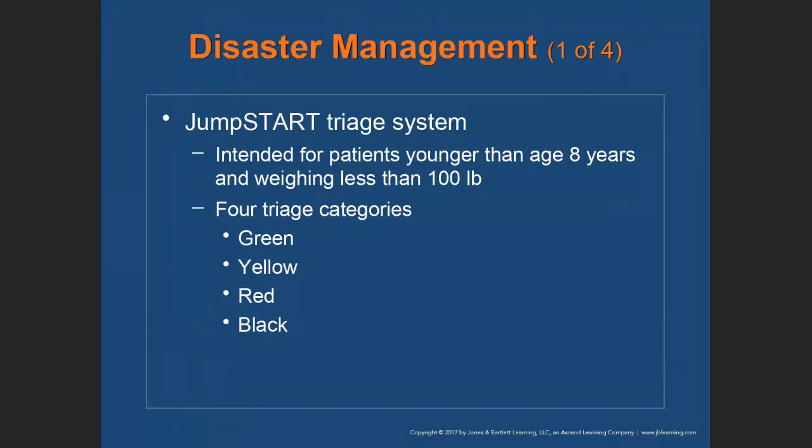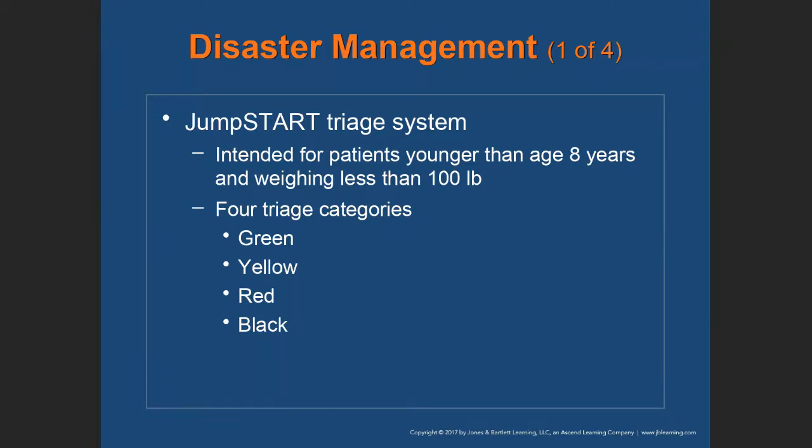Disaster management, the JumpSTART triage system. The adult system is the START triage. For the pediatric population, we use what is called the JumpSTART triage. This is the system that is used when we have a mass casualty situation. This is not information you would be familiar with at this point, because you're not going to come across this information until you get to ambulance operations.